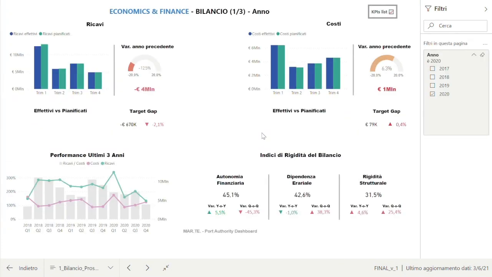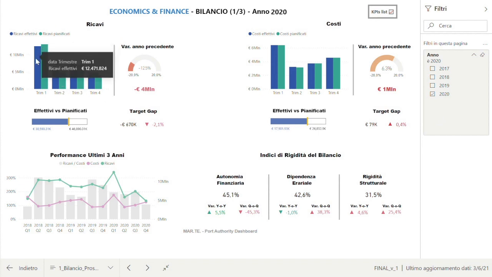By clicking on the button, the software opens up a new window. In this window, the software summarizes the main budget performance for each selected period. In this context, 2020. The bar chart on the top left shows for each quarter the performance of effective revenues in blue compared to the planned ones in green.